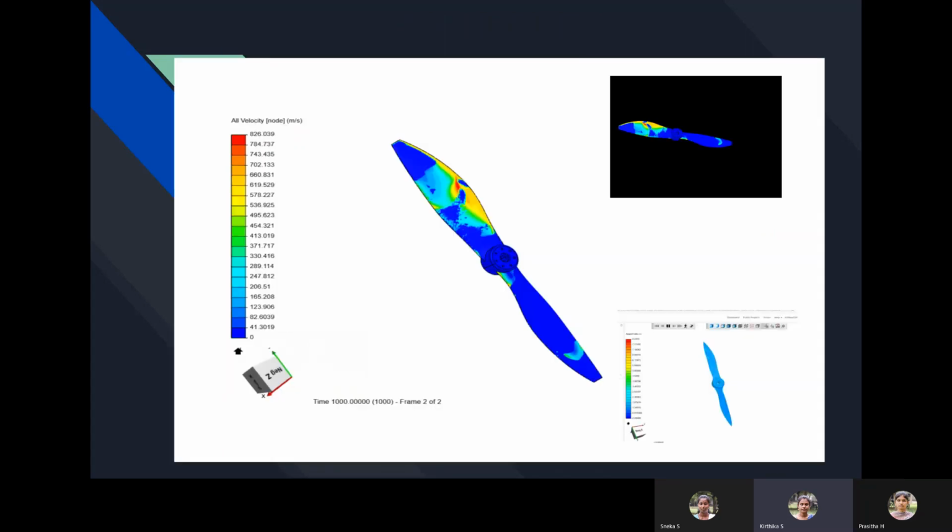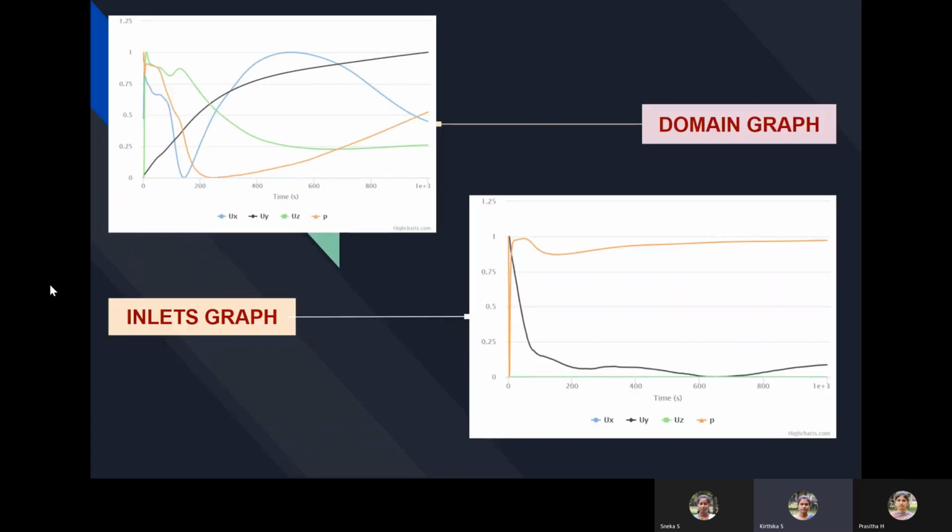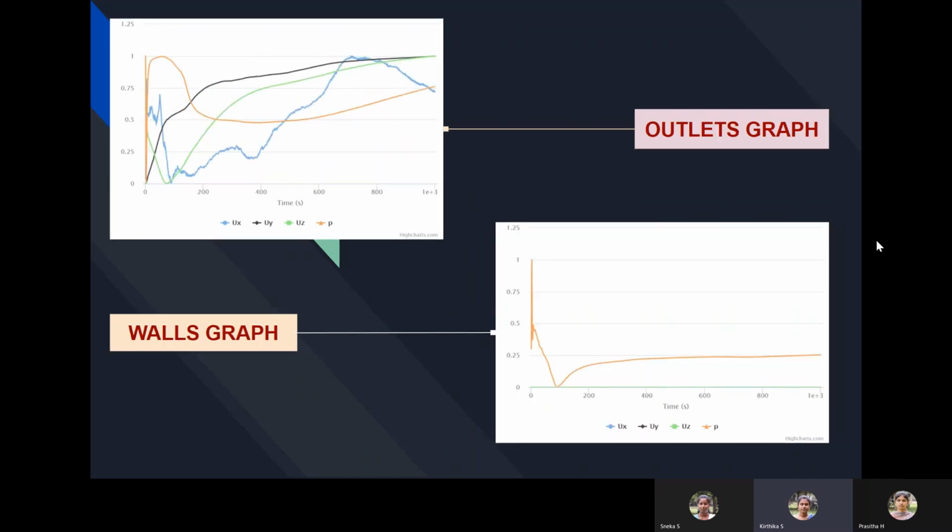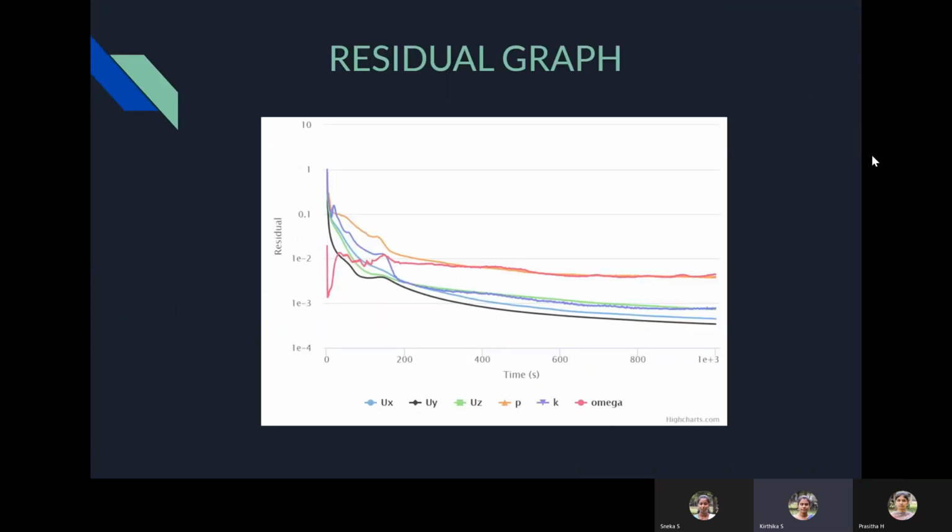In the final result, here you can see most of the spaces on the propeller are almost negligible for 628 meters per second of velocity of air over the propeller. Only in some spots you can witness the velocity flow of air is heavy. And these are the converged graphs of our simulation. These graphs are about the thrust produced on the propeller in various inlets and domain, walls and residuals. And next I call upon Prasita to give the conclusion.